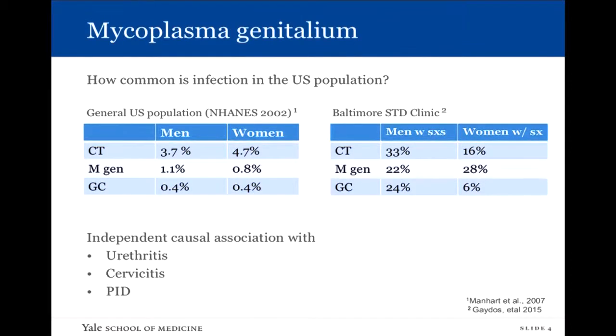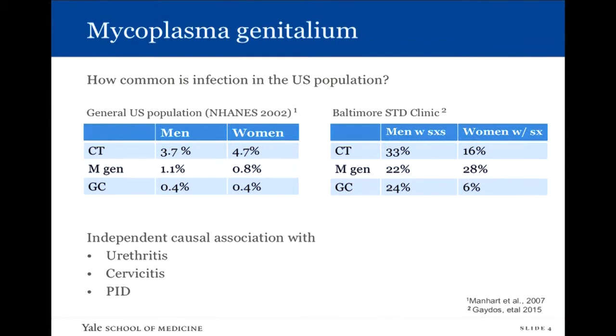So I did want to also include a little bit about Mycoplasma because a PCR test just got approved. So you might wonder how common Mycoplasma is in the general U.S. We have Nahane's data shown here on the left, where it shows that in men and women it's not as common in asymptomatic men and women as chlamydia, but it's more common than gonorrhea.